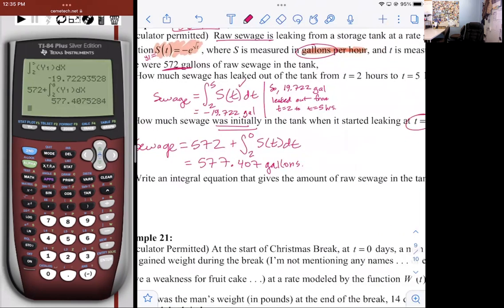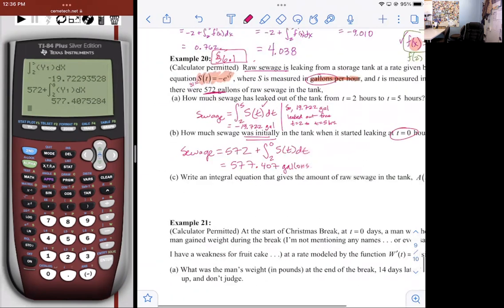Or you could say, so there were initially, at t equals 0 hours, 577.47 gallons. And is that a reasonable number? Yes. If that number had been smaller than 572, you'd be like, whoa, I thought sewage was leaking out, not in, right? It has to be bigger.